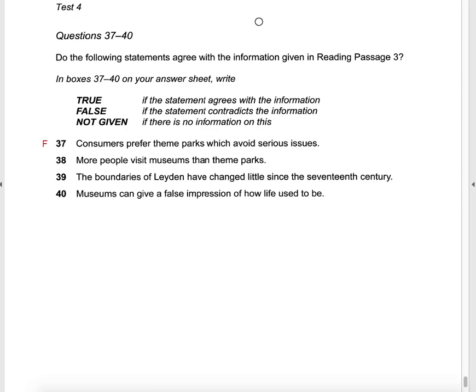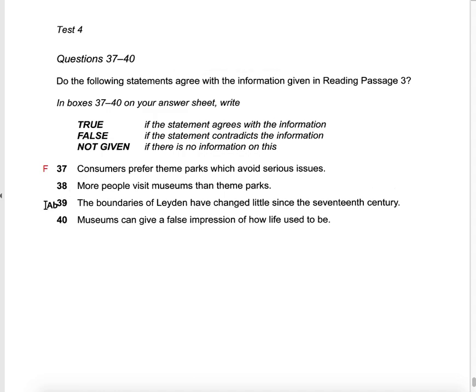That's false because they have increased by 5 times. It says they increase. Nowadays, it's 5 times bigger. That's a lot bigger, not little. This one here, we're going to say is not given.